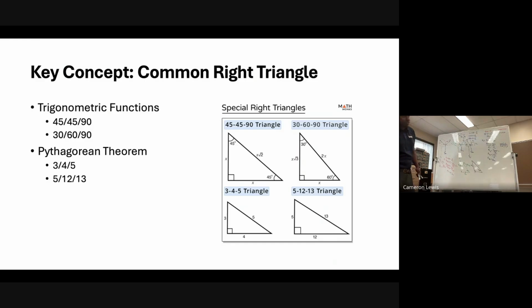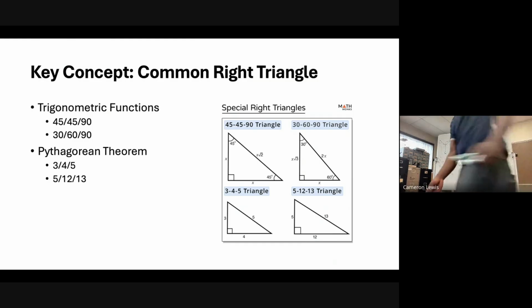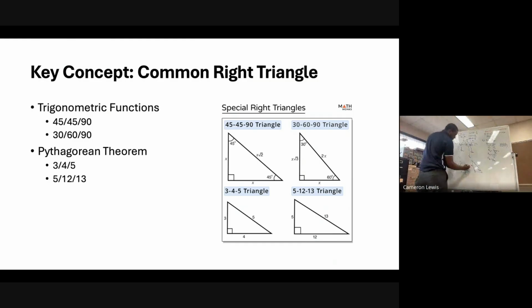7.07. I believe that's correct. Round it up, 7.1. See how much faster we were able to do that compared to the first one? 2 seconds.